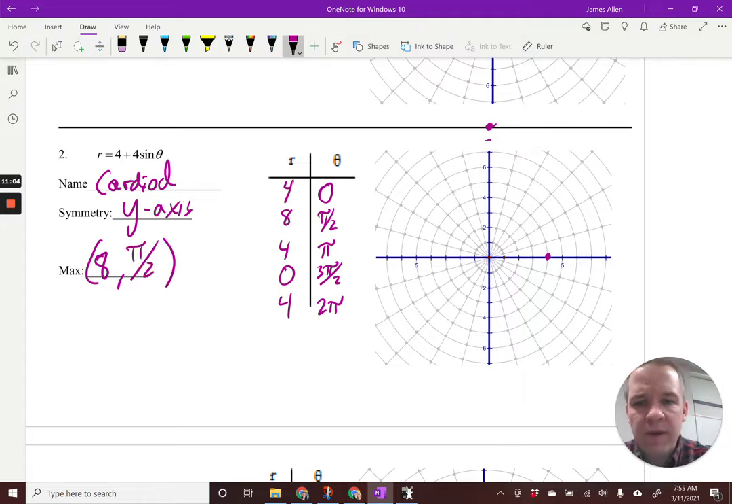Cool. And then we've got pi. It's 4, right? Okay, so at pi, we were at 4. Boom. And then at 3 pi over 2, we're at the origin. We're at 0 for my radius. And then at 2 pi, we're back to 4 where we started. We went kind of full circle, even though this is not a circle. And it makes this kind of almost like a heart-shaped type of deal.